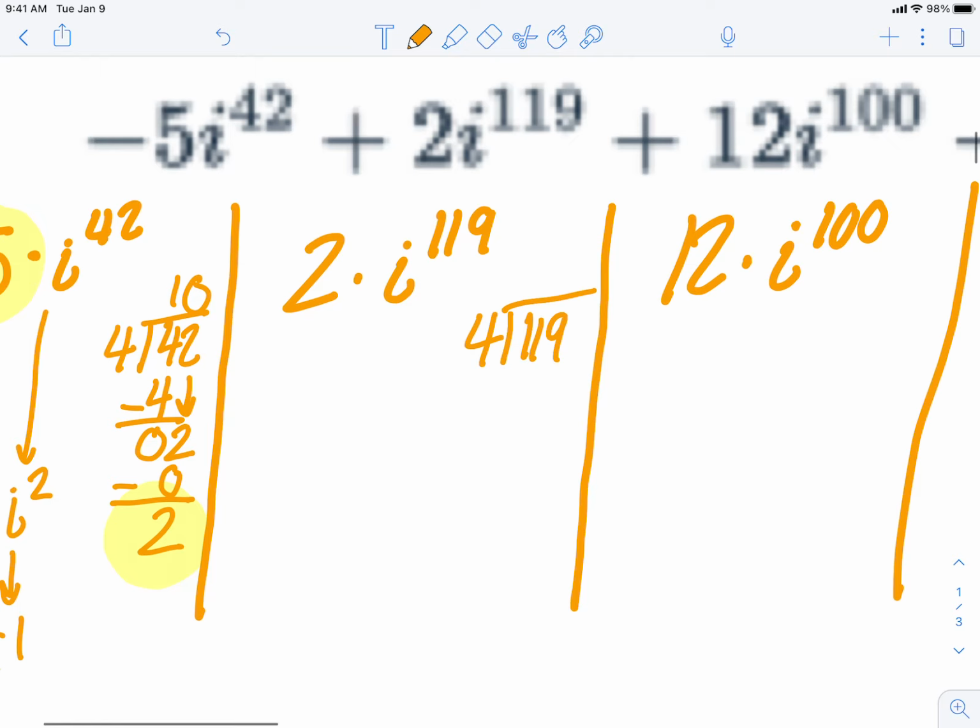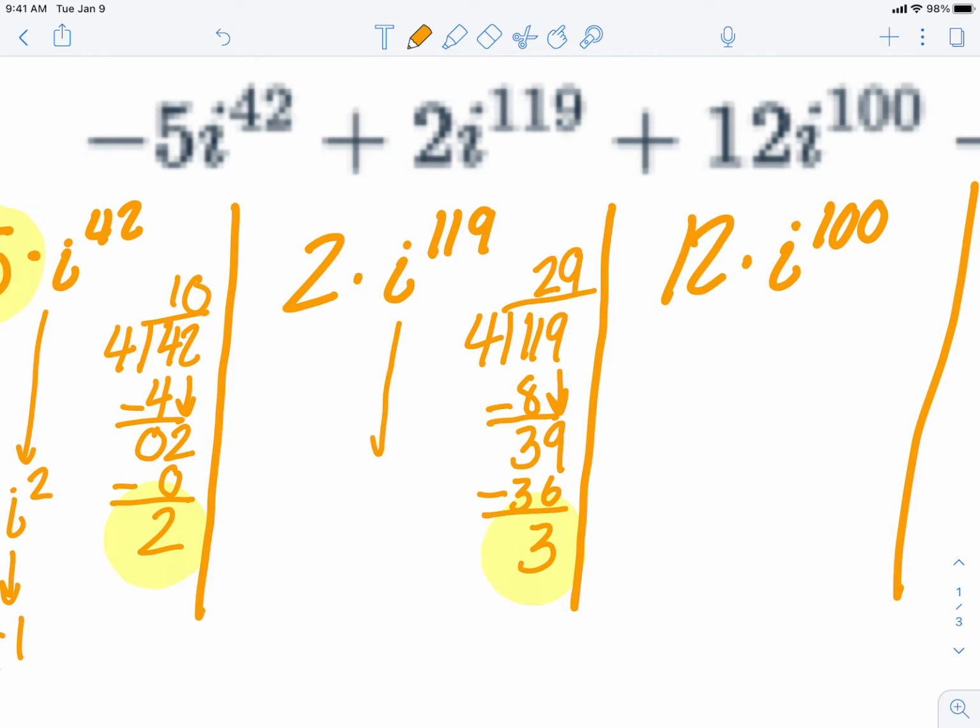So 4 goes into 1 0 times. It can't go into 1, but it does go into 11 2 times. 4 times 2 is 8. 11 minus 8 is 3, and I bring down my 9. 4 goes into 39 9 times. 4 times 9 is 36. 39 minus 36 is 3. And this here, kiddos, is my exponent, my remainder.